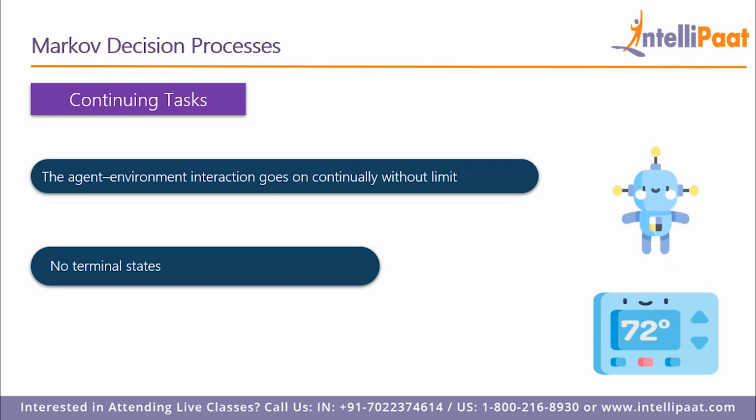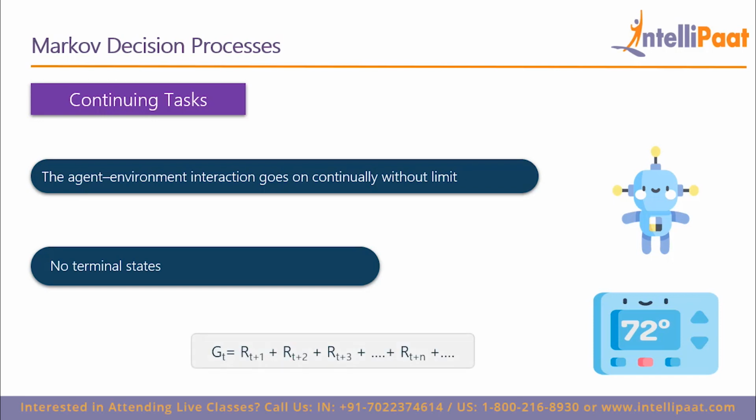Now if we try to sum up all the future rewards as we did in episodic tasks, there is one problem: we are summing over an infinite series. Since this series will never end, it will keep on continuing. To solve this problem, we modify the sum so that it becomes a finite sum.